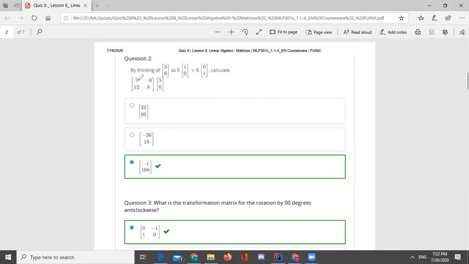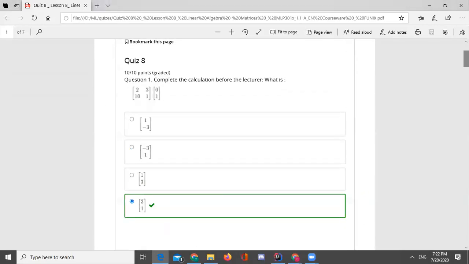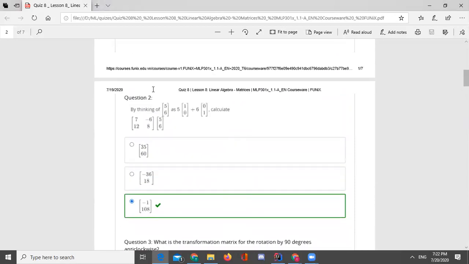Oh wait, but then, okay, hang on. So the upper one we have, give me a minute, the upper one. Oh, okay. So 7 times 5 plus 6 times 7. Is it correct? Yes. So solve it. Times 5 plus 6 minus 6 times 6, and 12 times 5 plus 8 times 6.